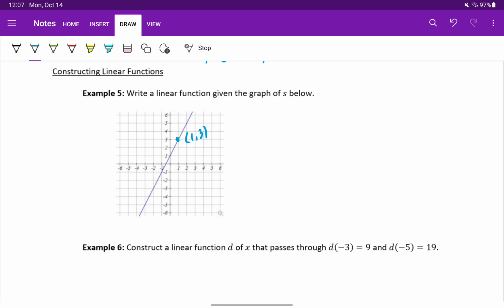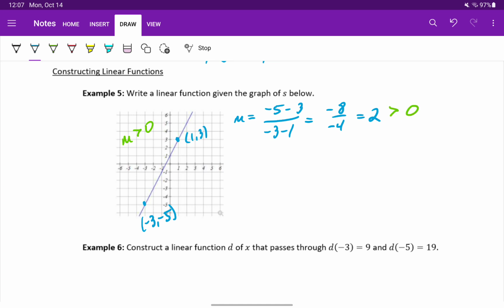We'll choose (1, 3) and (-3, -5). Notice that our line is increasing, so whatever we get for our slope should be positive. If we get a positive value, we're on the right track. Taking the difference of our y values, we'll get -5 minus 3 over the difference of our x values, which would be -3 minus 1, which will give us -8 over -4, or 2.